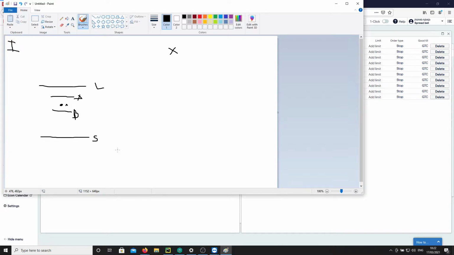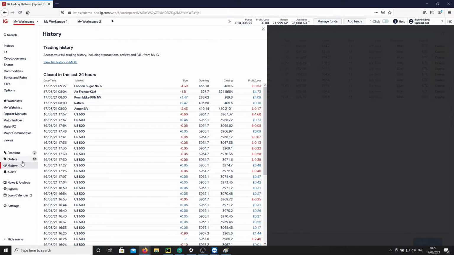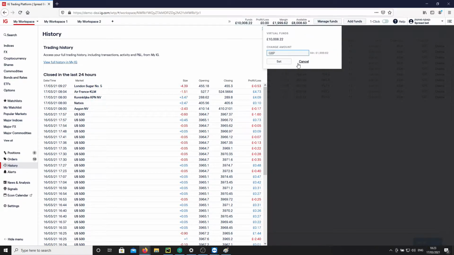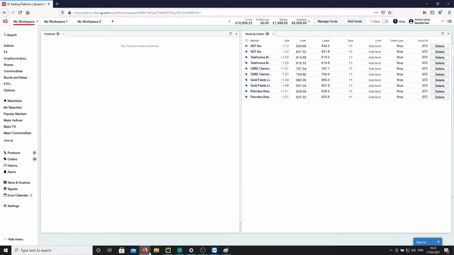So that's the idea. I've tested it out in IG's demo platform. And you can see that we started from here. Market opened at 8 a.m. So there's a loss, profit, profit, profit, loss. And we've made about £8 because initially at this point I reset our funds to £10,000. In the demo environment, you can change your funds. Yeah, so that's the idea.